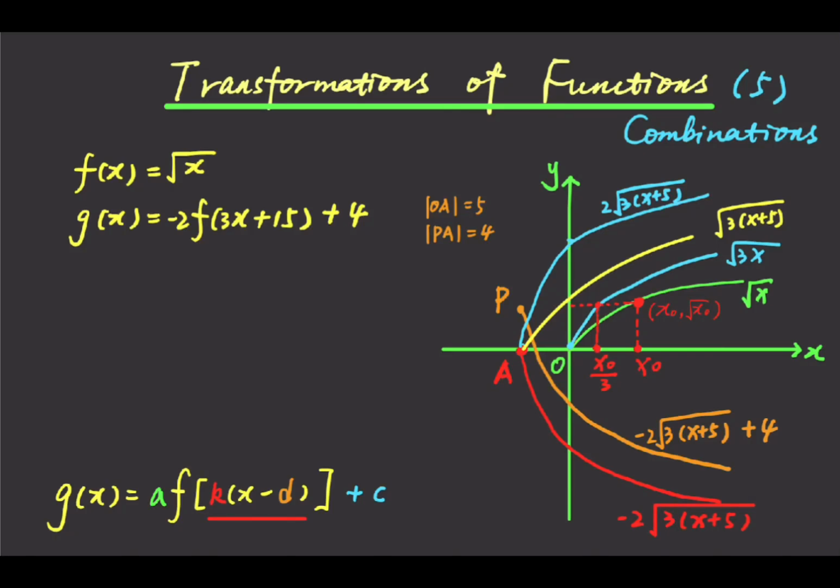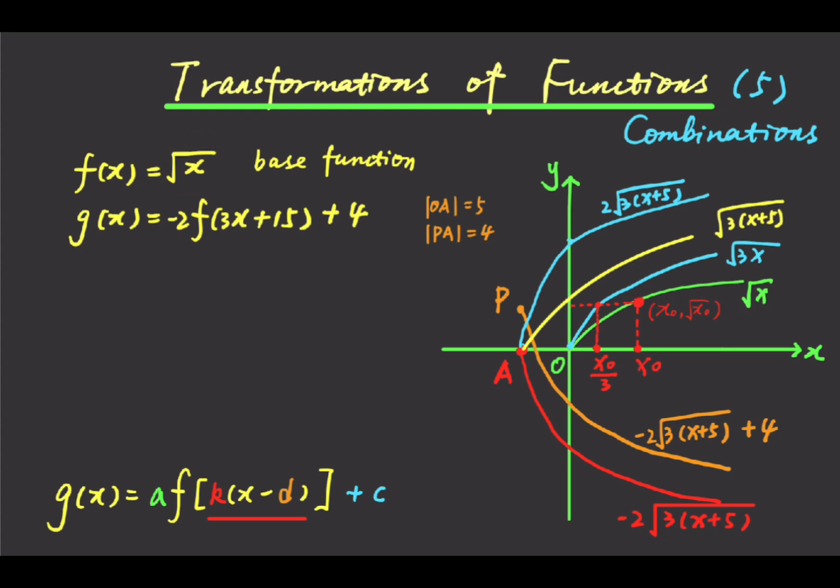Now let's discuss the situation. If f(x) is the square root of x, g(x) equals -2 times f(3x + 15) plus 4. Here, we need to observe this is the base function. So first, we can graph the function of x. This is the graph of the base function.